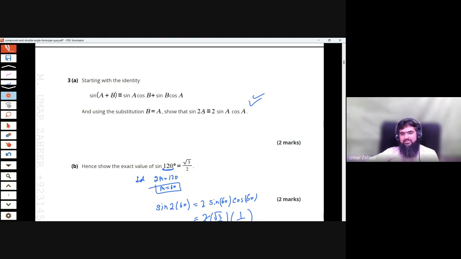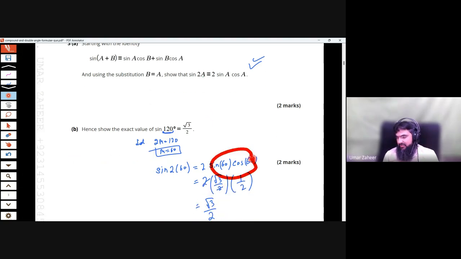You must know the values of these. Okay, obviously in these papers the calculator is also allowed, so you can use a calculator, but you must write the values in fractional form. Okay, you have to show these steps. If you write sine 120 directly equal to this one, you will not get the marks. You have to show this process.